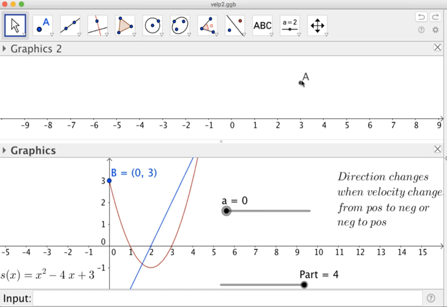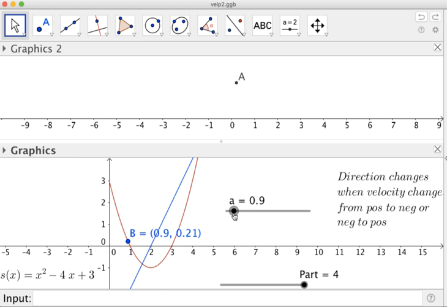And if you watch the point here in the top panel, you'll see that as A proceeds, it's going to move back and forth. Basically the idea is its position along the x-axis is determined by this function. And you can see that it's headed in two different directions. At this point it's heading in the positive direction.